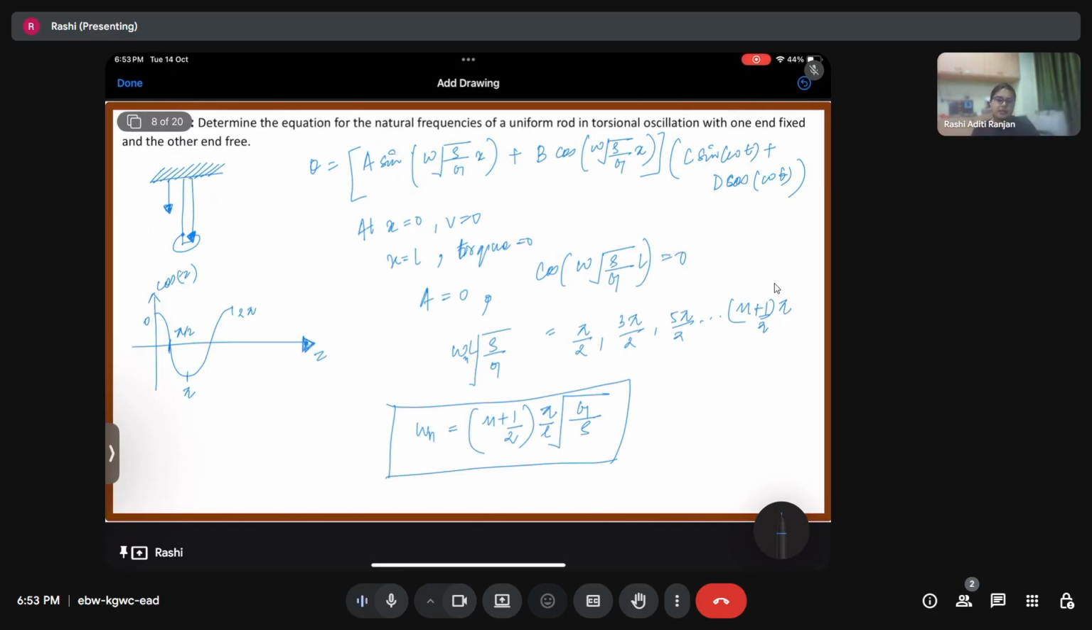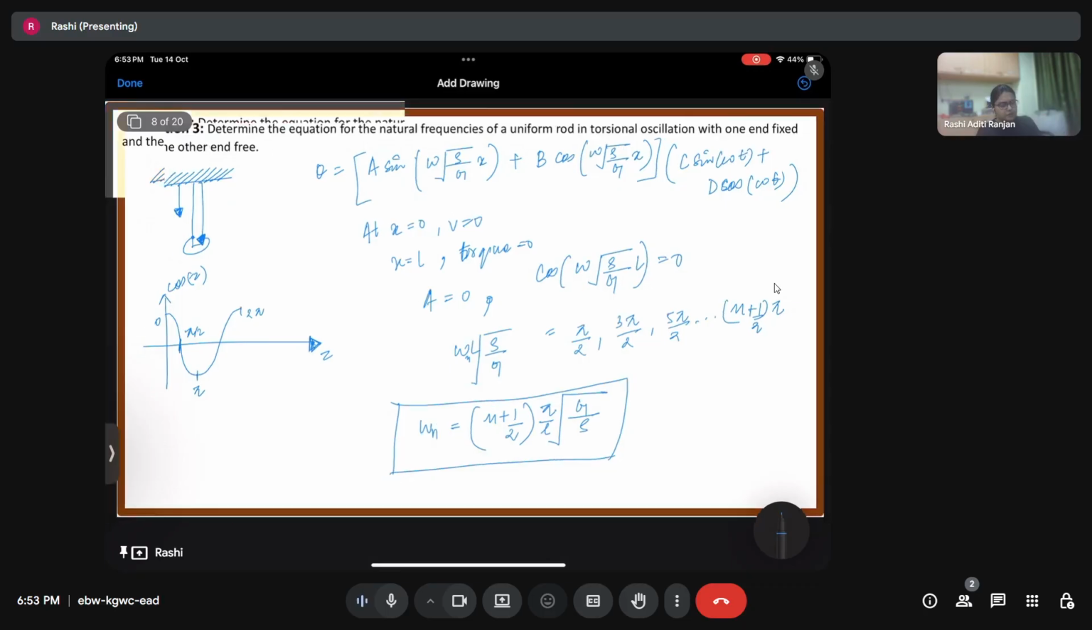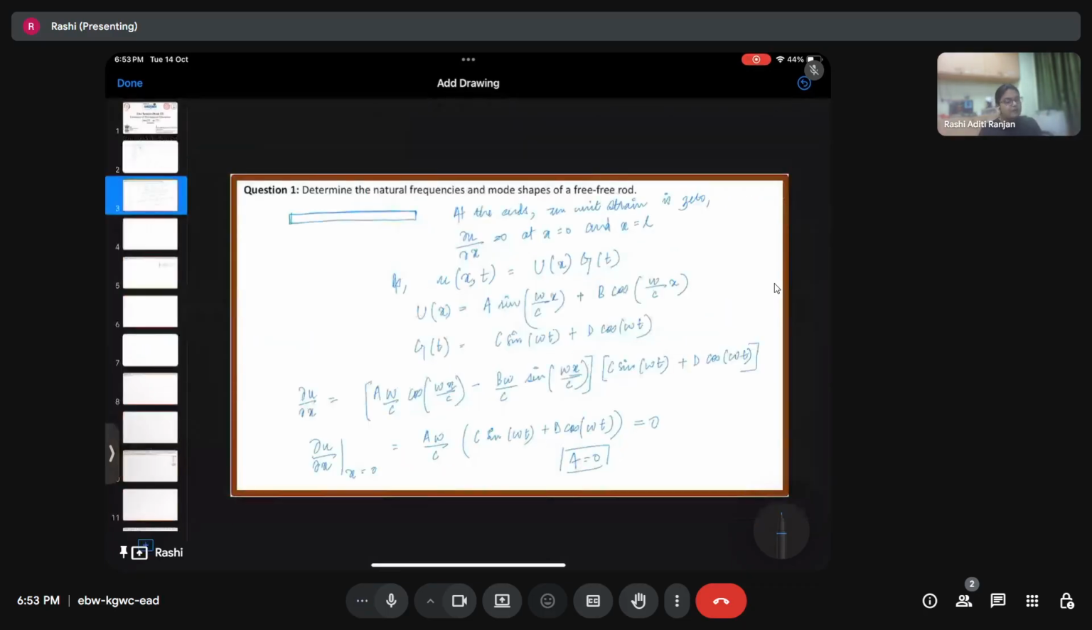The only thing is that to find out the natural frequency, we just need the solution form and we need to apply the boundary condition. Like here we apply the boundary condition for torque and then the boundary condition for the rotation at the fixed end. Okay. This is what we have been doing since question number 1, right? As you can see in question number 1 also, we applied the boundary condition for the del u by del x.